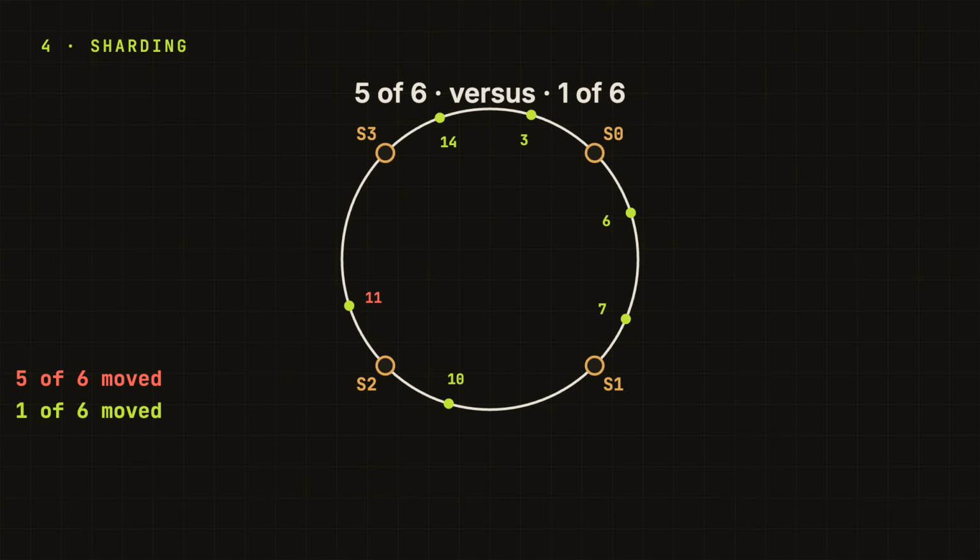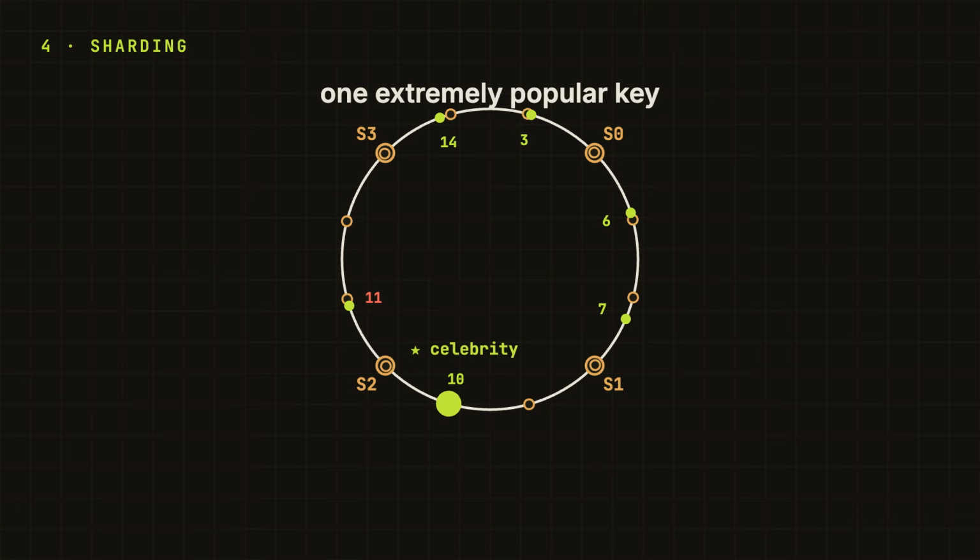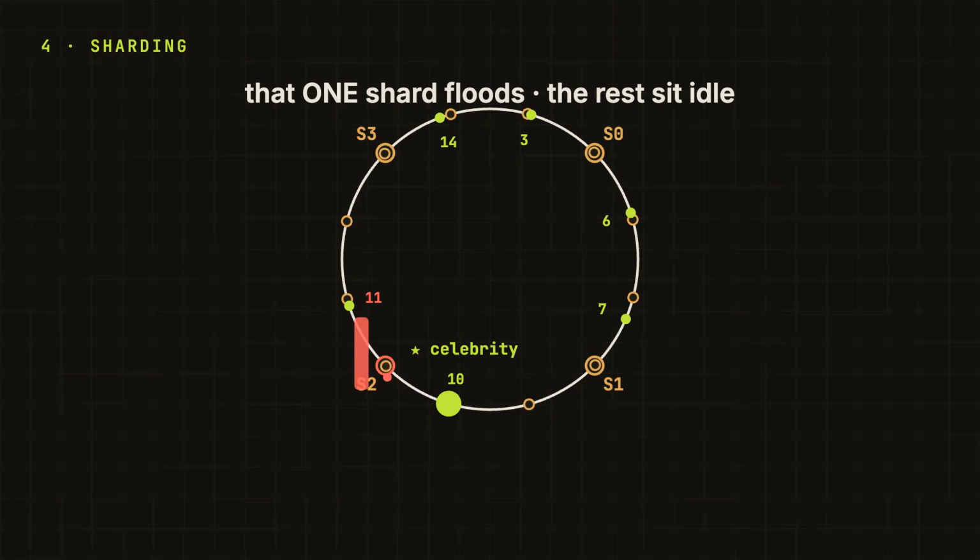And there is a common refinement worth naming: virtual nodes, where each real shard is placed at many points around the ring instead of one, which spreads the load more evenly and smooths things out when a shard joins or leaves. And one problem to name: hot shards. If one particular value is extremely popular, say one celebrity user, the shard holding them gets far more traffic than the others. So a good shard key also avoids these hotspots.